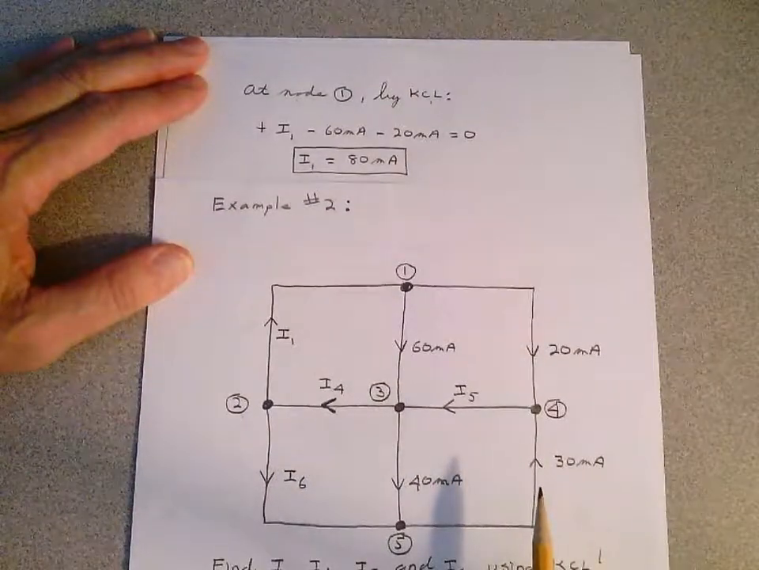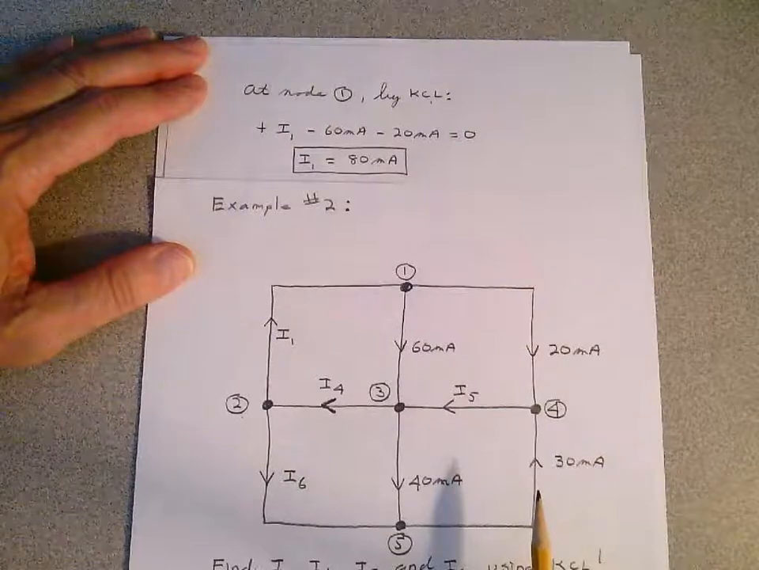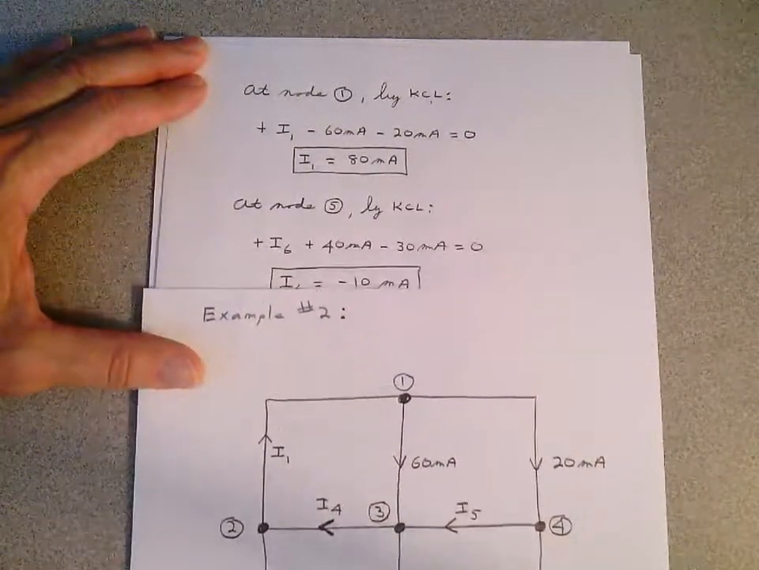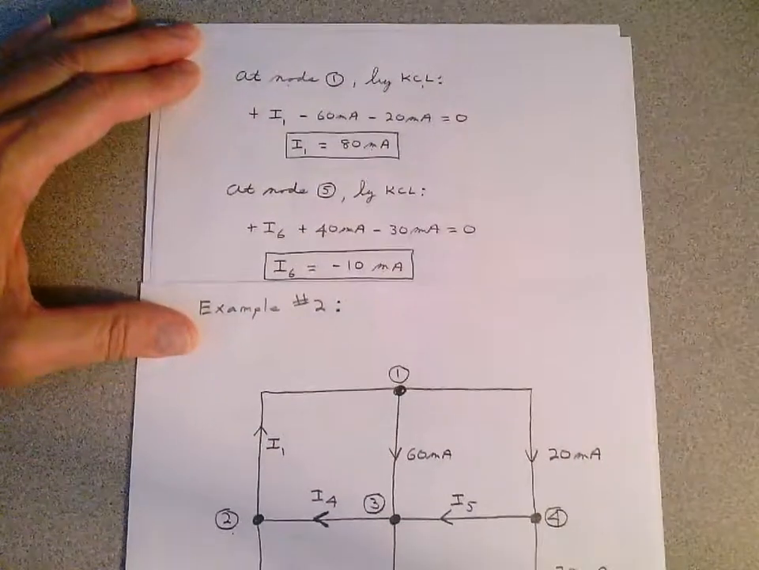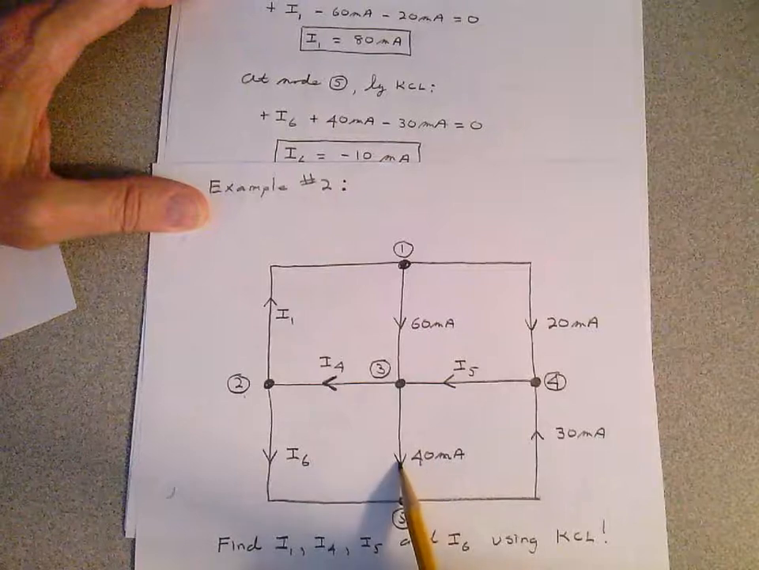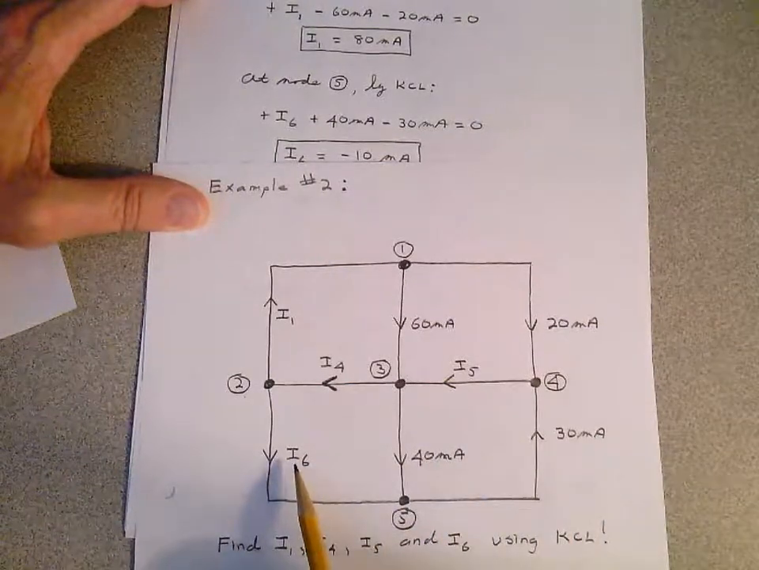Now, look at the other nodes. Where do you know 2 out of 3 currents, or 3 out of 4 currents? Well, I moved on to node 5. Why did I move to node 5? Because I look down here at node 5, and I know this current, I know this current, I just don't know I6. That's the unknown.